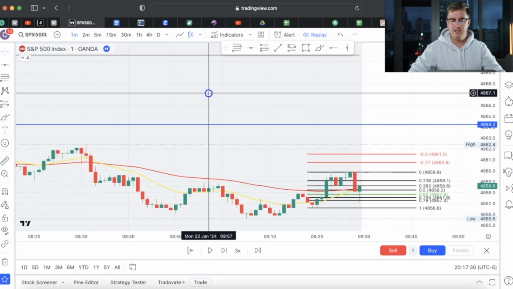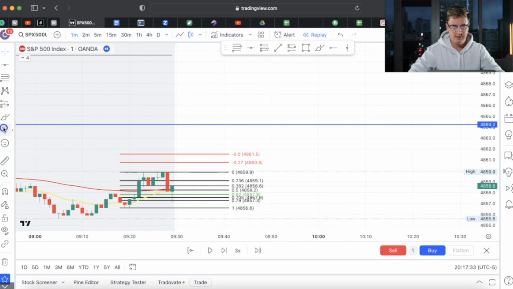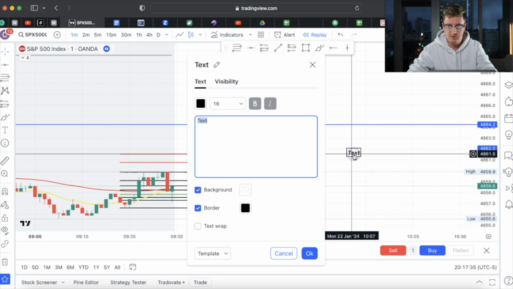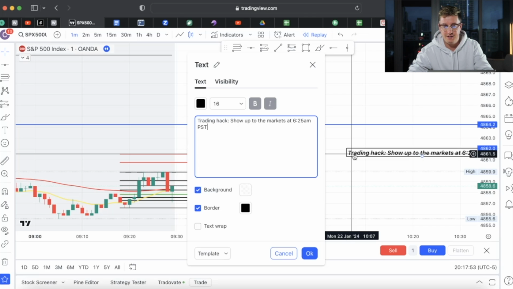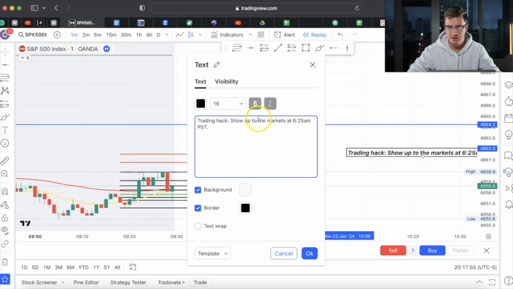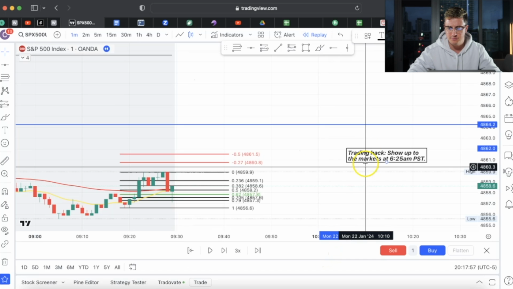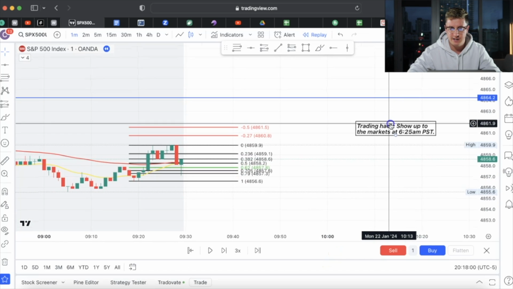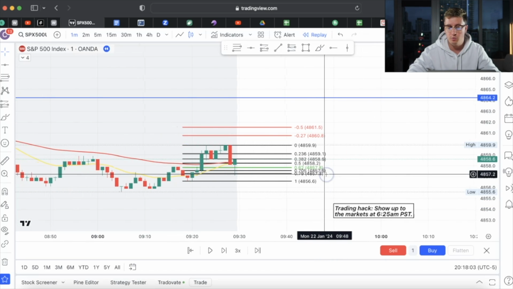And let me give you guys a hack when you're trading indices. So let's put this trading hack. Show up to the markets, and this is with US30, NAS100, S&P 500. We're going to show up to the markets at 6:25 a.m. and this is PST. So I'm literally showing up to the markets 5 minutes before the market open. I do not need much time to do my analysis. I'm really watching price action, what it's doing. And guys, it's so simple.